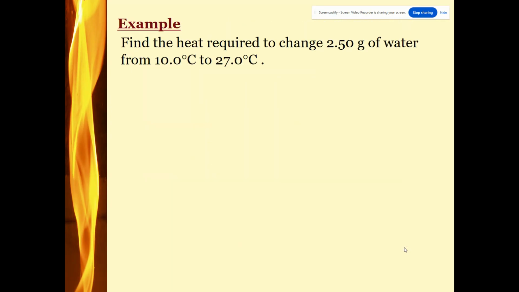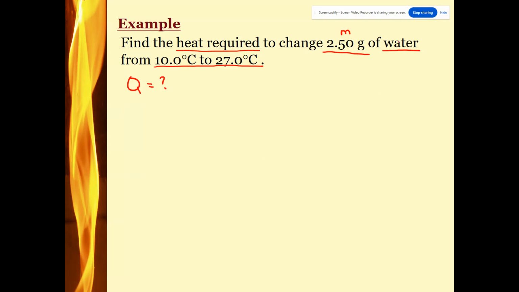So let's look at using this formula. Find the heat required to change 2.50 grams of water from 10 degrees Celsius to 27 degrees Celsius. So it's asking us for the heat. That is the Q in the formula that we're looking for. It gives me my mass in grams. I'm just going to label that with an M. And this is the temperature change that we're going to go through. And again, my substance is water. Those are all the key things we need for this formula.